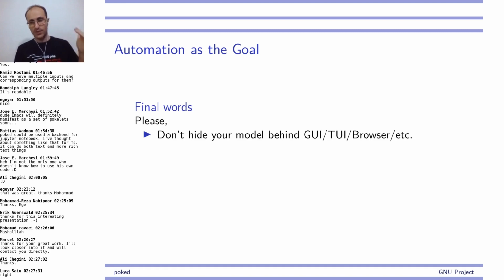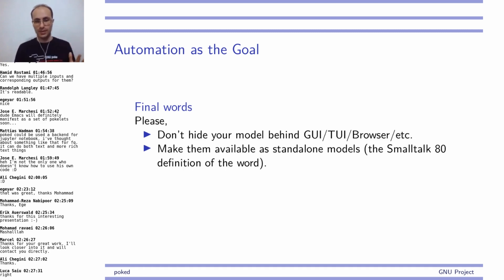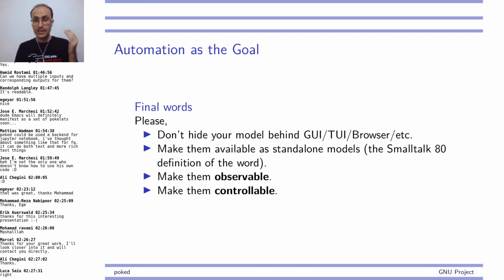So my final word: please don't hide your model behind the GUI, TUIs, browsers. Make them available as standalone models, like the small ADT definition, the data, operations on data, and it is observable, it is controllable. You can look at it, you can change stuff. So please make your programs like this. Don't just say, okay, you have to use this GUI. No. Please, this is the point where web browsers fail. That's a bad thing. We want to respect everybody.